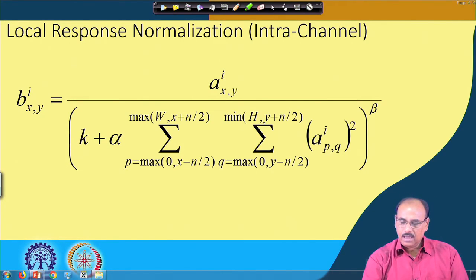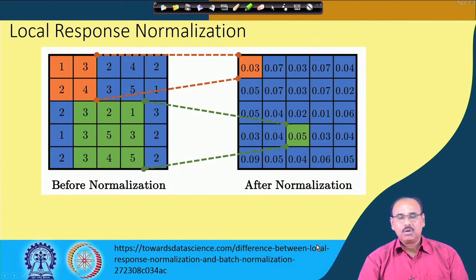So this is another kind of normalization, intra-channel normalization, that can be performed for local response normalization. And here again, you can see the kind of output that you get. On the left-hand side, you have the feature values before normalization, and on the right-hand side, we have the feature values after normalization. Again, after normalization, the feature values have been bounded. So this is how, using local response normalization, AlexNet could take care of the unbounded output problem of the rectified linear unit, which is the nonlinear activation function used in AlexNet.